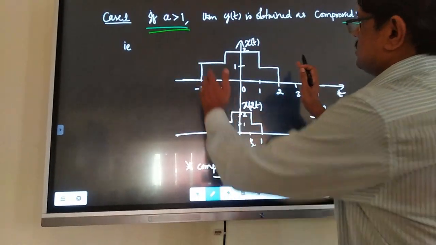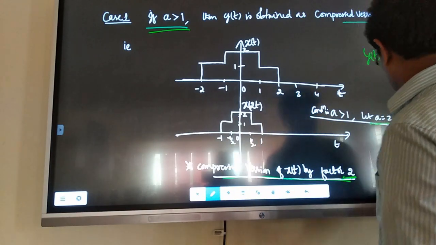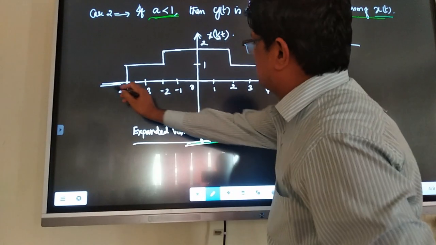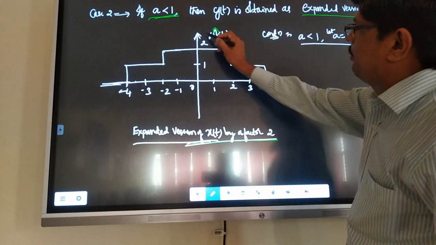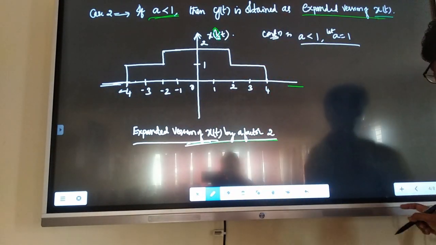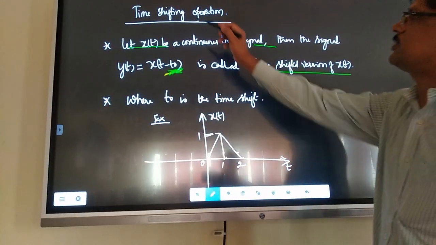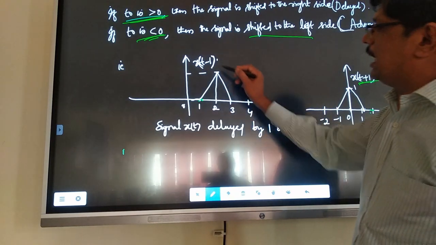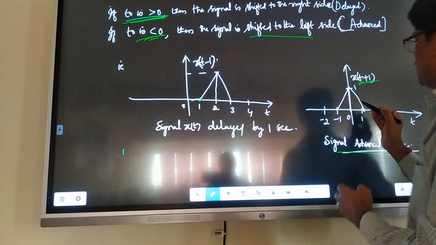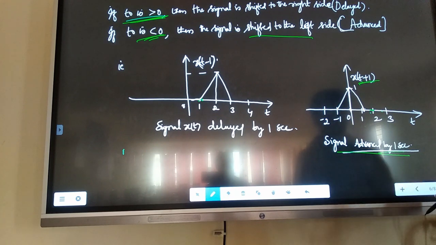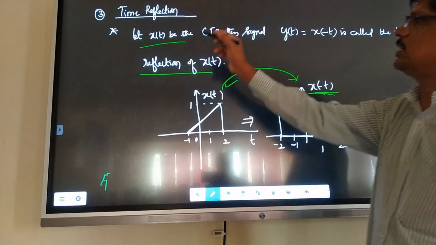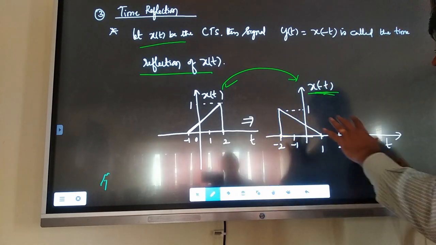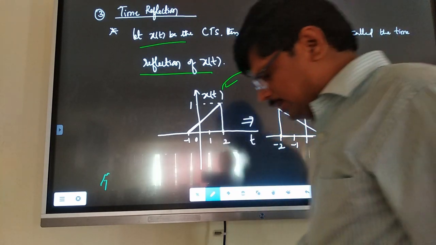This is a signal compressed by 2, and this is a signal expanded by 2. I am talking only about the time axis, not the dependent variable, which we talked about last session. Then the time shifting operation: take one signal x of t, if it is delayed by 1 second it means a right shift, and if advanced by 1 second it means a left shift. Then the last one, time reflection: the mirror image of x of t is exactly the reverse. That's all. I hope I am clear.